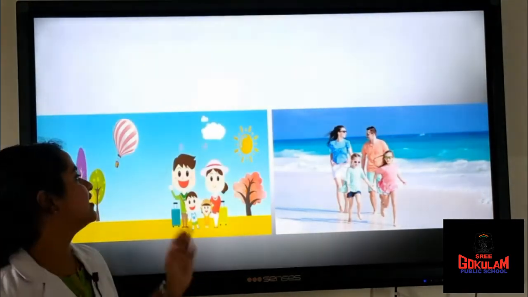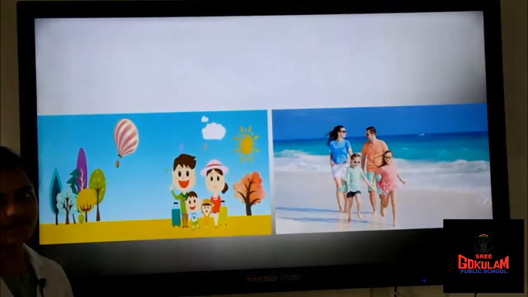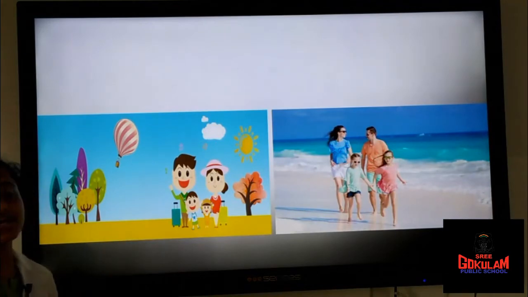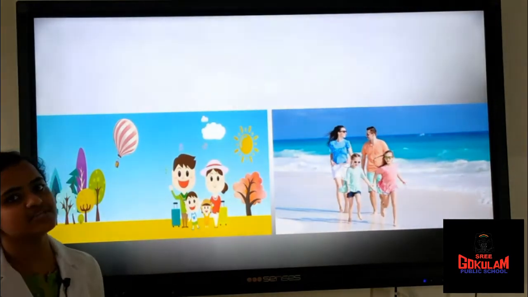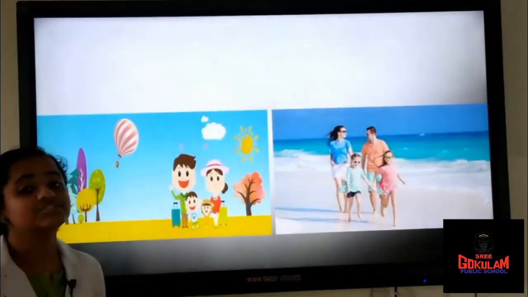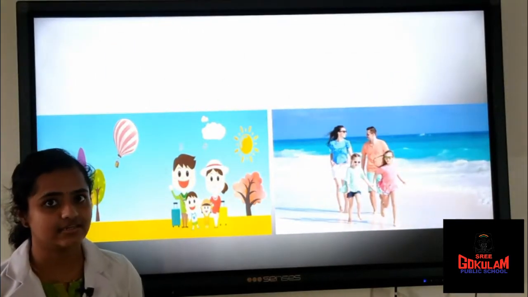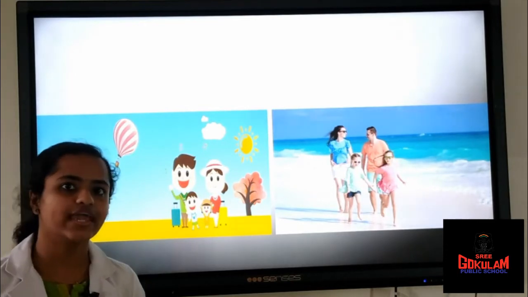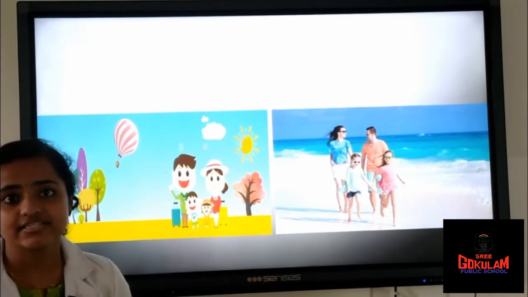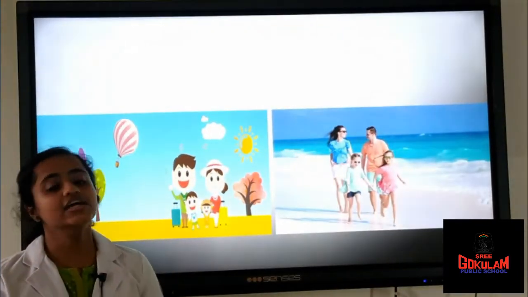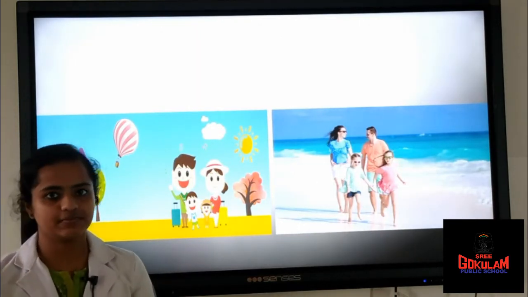Okay, children. Yes, you can see beautiful pictures here, isn't it? So here you can see a sun. So this is a sunny climate. You usually go on tours during sunny climate, isn't it? During summer season. Okay, so children, what you have to learn is the days of the summer season are longer. Okay, the daytime is very long and the night time is shorter. Okay, during summer season, the daytime is longer and the night time is shorter.